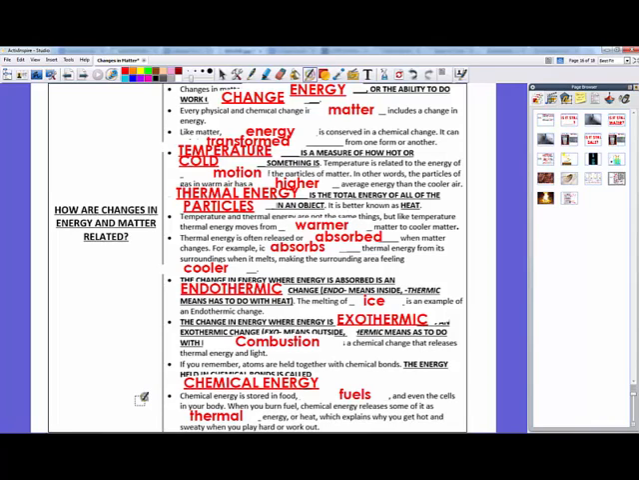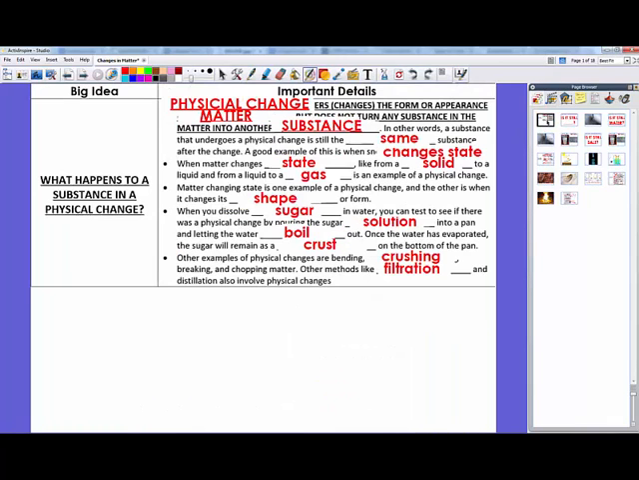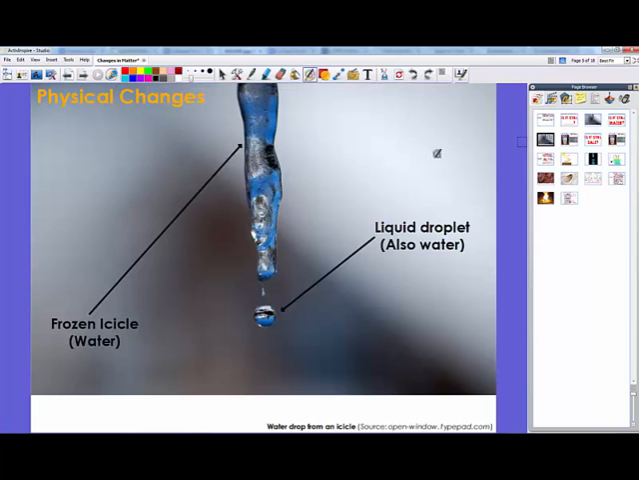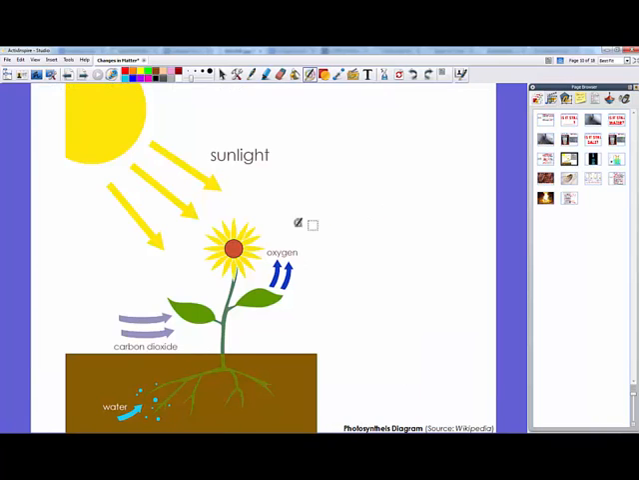So it's a lot of information. I know. 16 minutes in length is this video. It's really long, but I wanted to make sure we did a lot of examples for us to understand that there's physical changes and chemical changes. And if you ask yourself that you see a change, is it still blank? If it's still that, physical change. If it's still water, in this example, it's a physical change because it hasn't changed into another substance. On the other hand, if we have an example like this for photosynthesis, where is it still carbon dioxide after photosynthesis? If the answer is no, it's a chemical change.